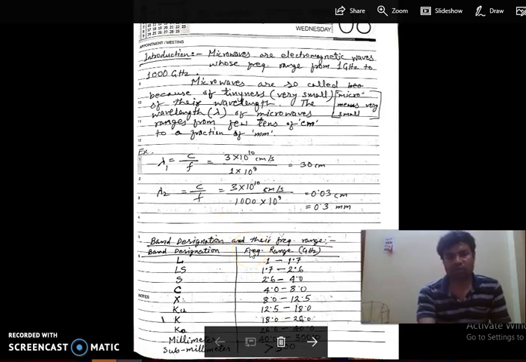Here the whole range of microwaves is divided into many bands. These bands are L, R, S and so on, and their frequency ranges are given.